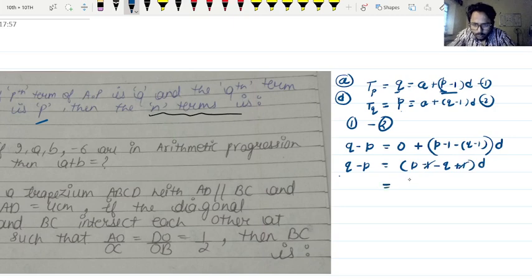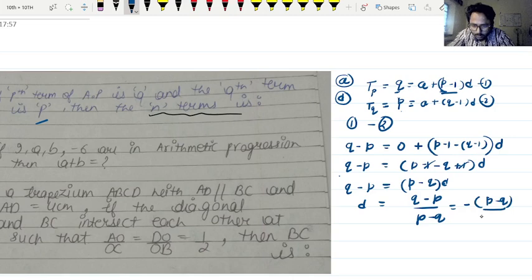Okay, in the bracket, that will be p minus q multiplied by d, and on the left side it is q minus p. So d equals q minus p upon p minus q. Okay, we can write it in this form, that minus we can take as common, and this will become p minus q, and at the bottom it is also p minus q. So p minus q will be cancelled out with the p minus q, and minus 1 will come. So d equals minus 1.